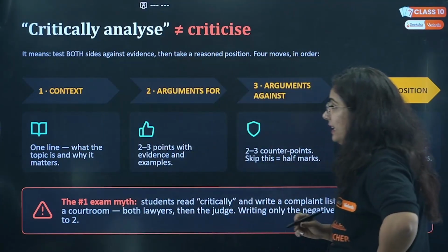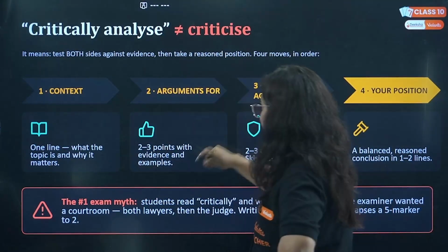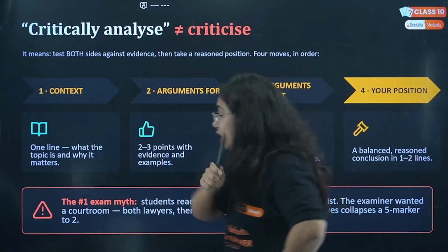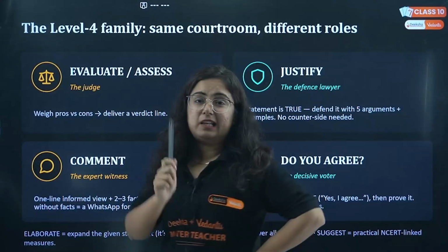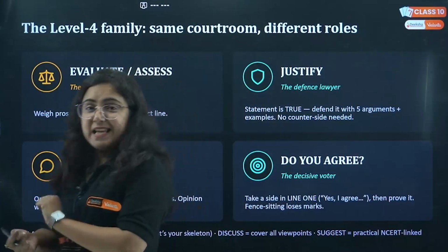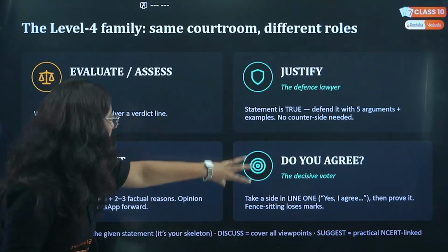Okay, so critically analyze is context, one line on what the topic is and why it matters, arguments in favor, then arguments against, and then your position on it, your thinking on it. Right? There are a lot more words which come from the same family and look so much alike. Are evaluate, assess, justify. Do you agree?